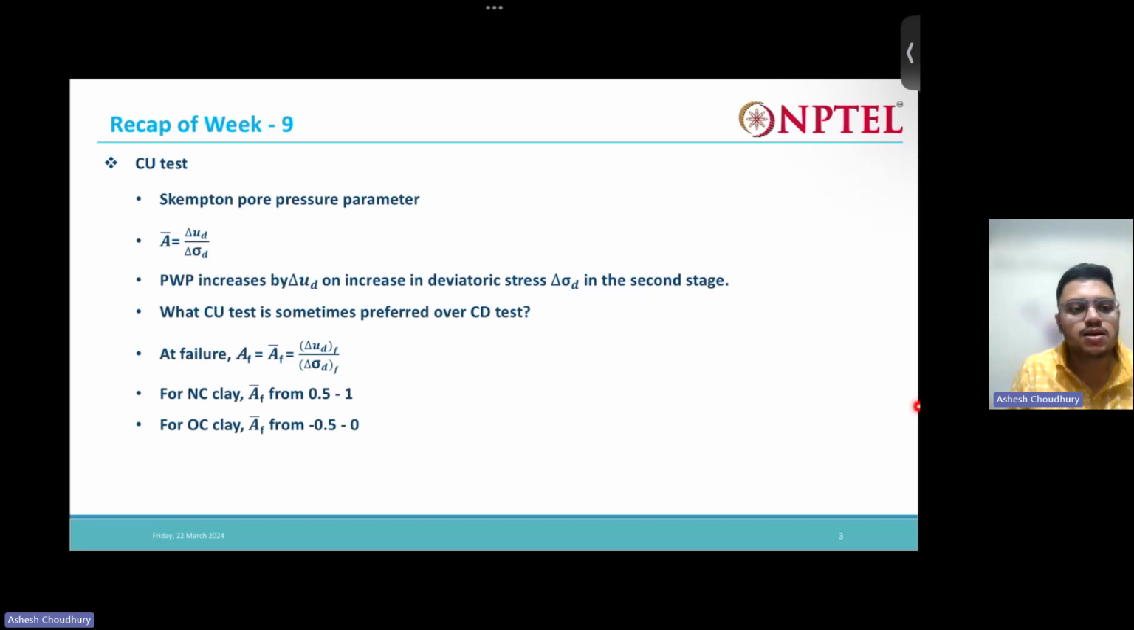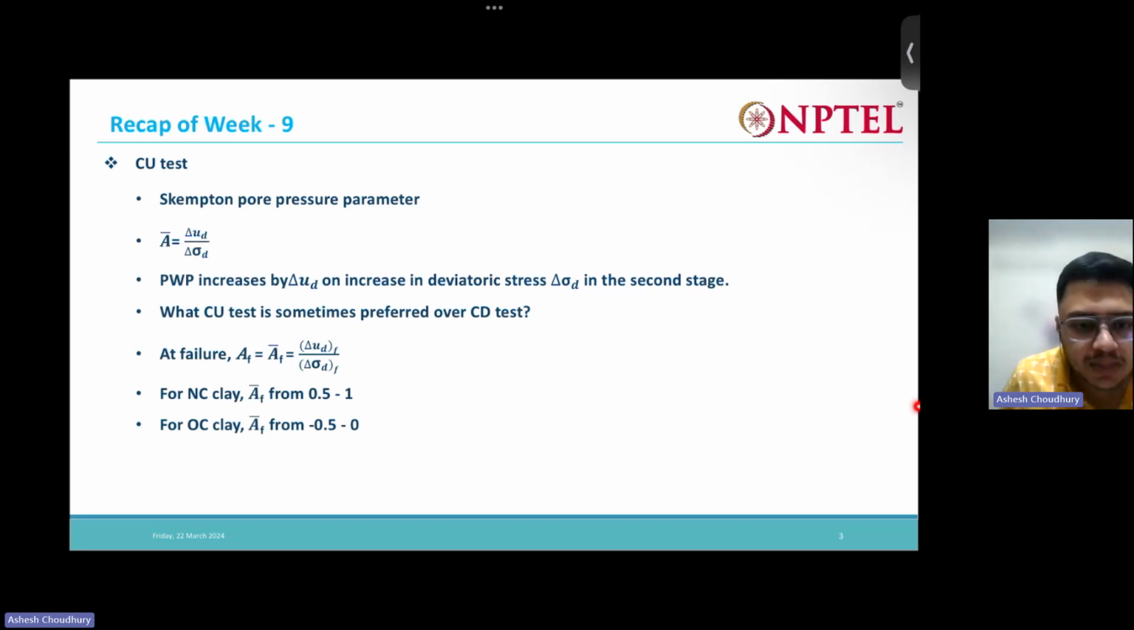So here you can see A bar is equal to the change in pore water pressure divided by the change in deviatoric stress. So you are increasing the deviatoric stress, and with that increment you are seeing how much increment in your pore water pressure is coming. Okay, so pore water pressure increases by delta u d on increasing deviatoric stress delta sigma d in the second stage. It is in the shearing stage.